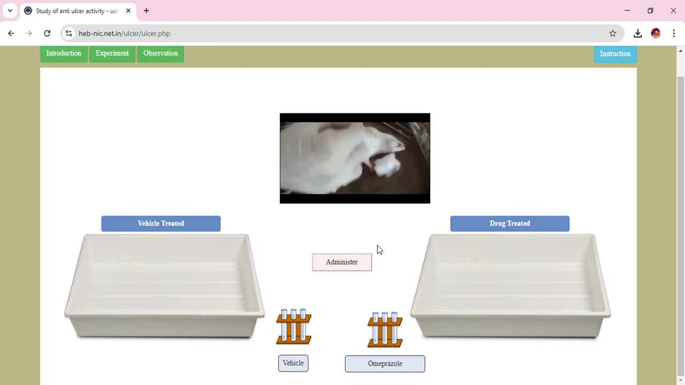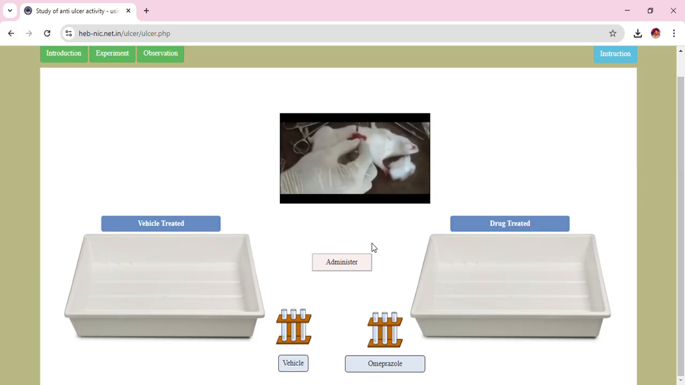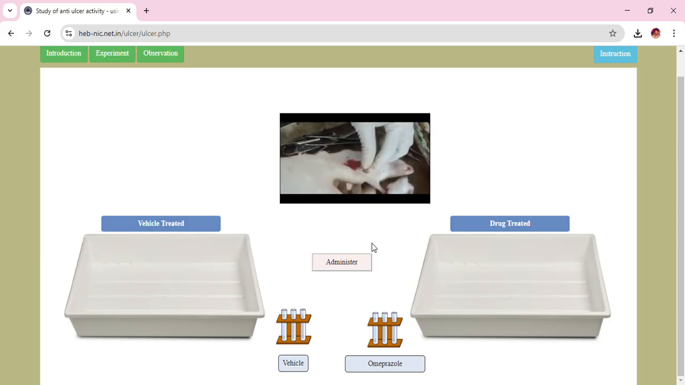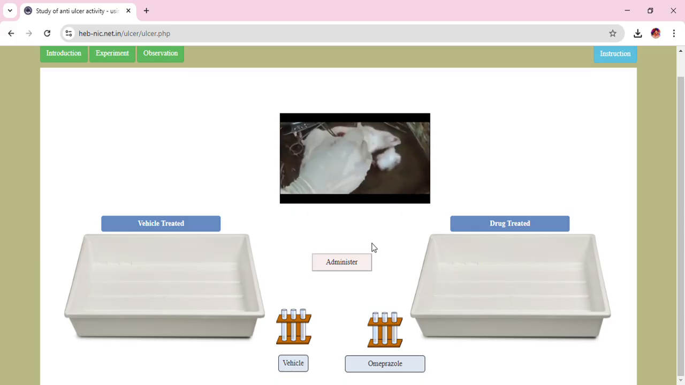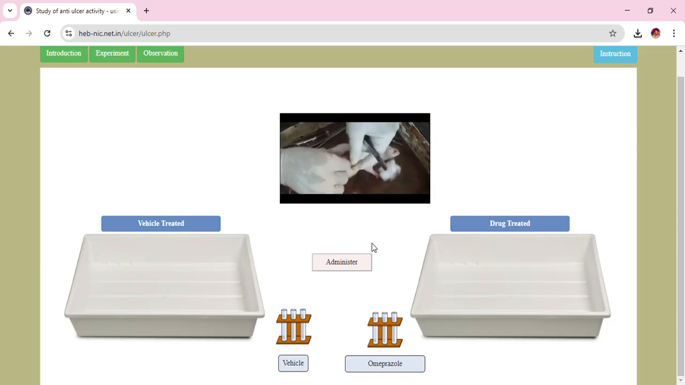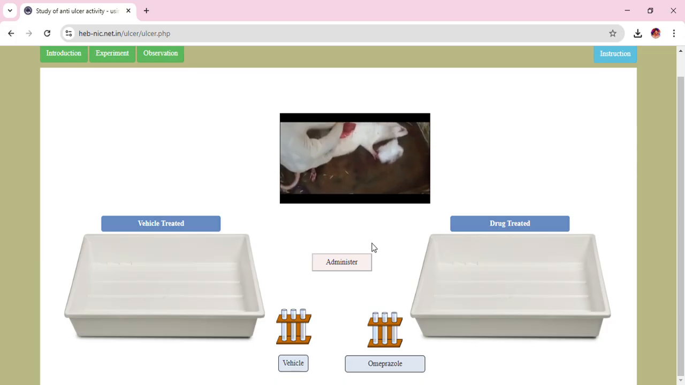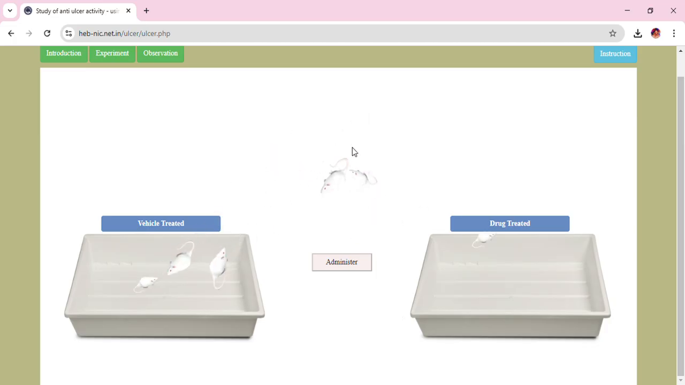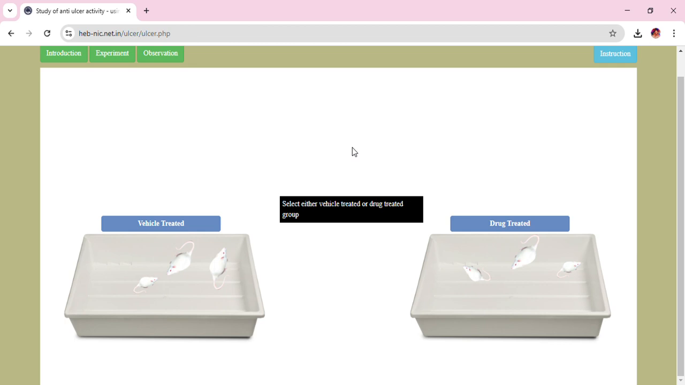After completion of that pylorus ligation, there is a need to close the abdominal wall with the help of a proper suturing method, in a very hygienic way and with good technical knowledge. So here you can see that the pylorus ligation is now completed.